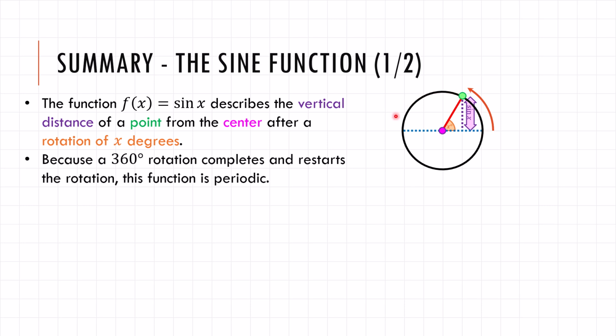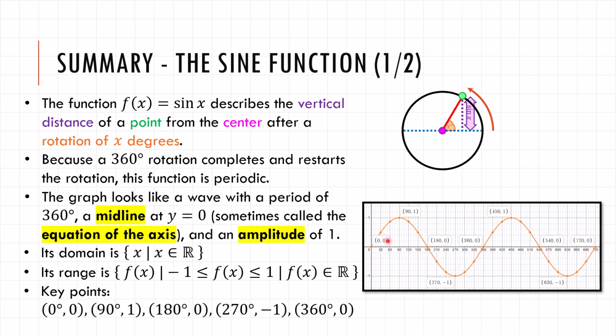Because this point will complete rotating around and around the circle, and every 360-degree rotation will complete the circle and then start the cycle again, that's what makes the function sine x periodic. So this height changes as the degrees increase, but after 360 degrees, that's a full rotation. And the graph of that just looks like this.